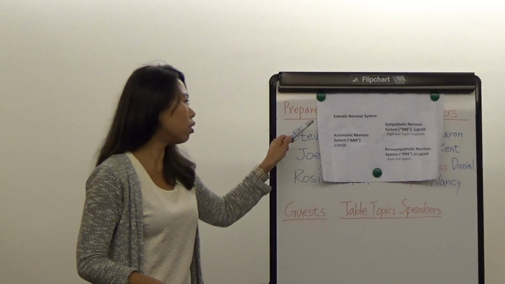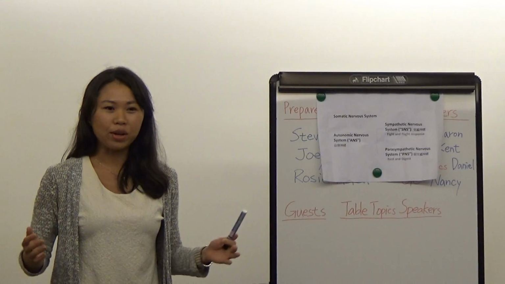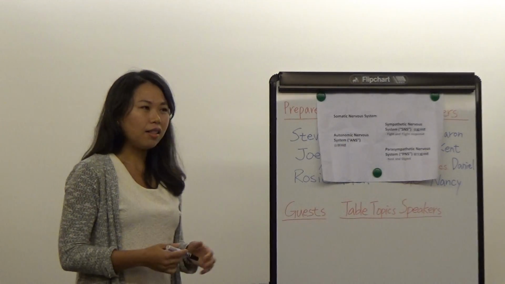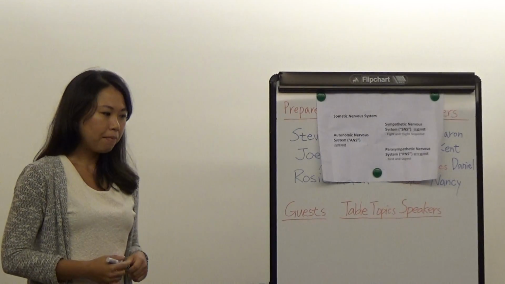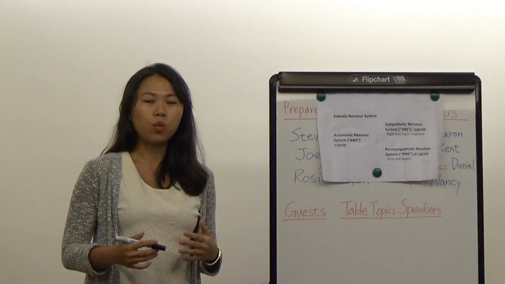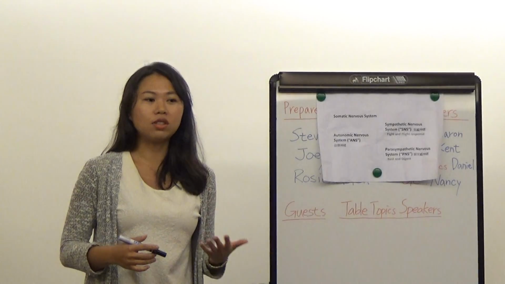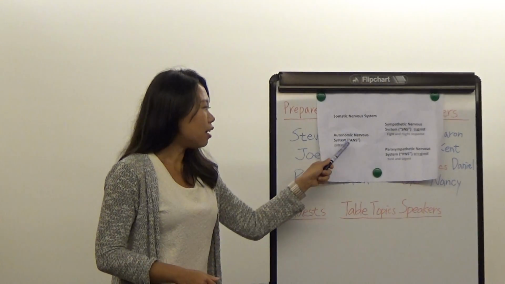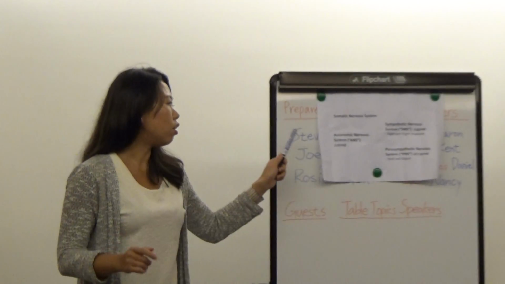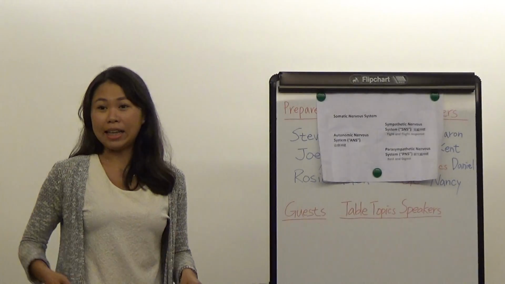Another one is the autonomic nervous system, which is responsible for involuntary movements, like our breathing, our heart rate, body temperature, and digestion. Those movements, we don't think about them consciously, and they work 24 hours a day, 7 days a week. ANS is short for autonomic nervous system, which is located throughout our body.